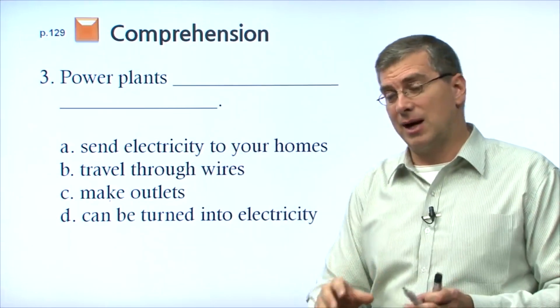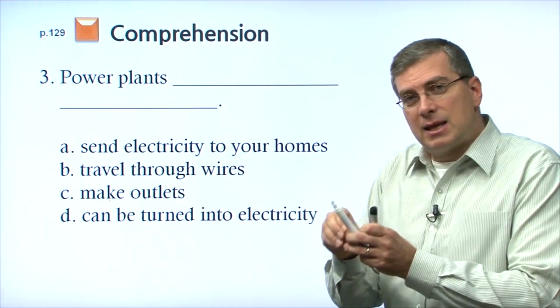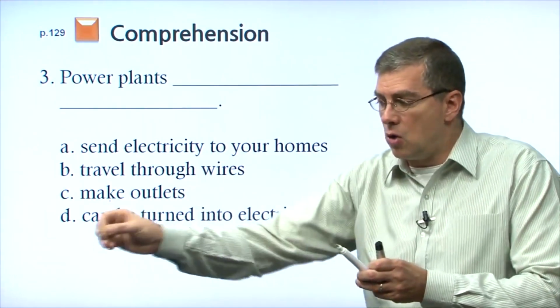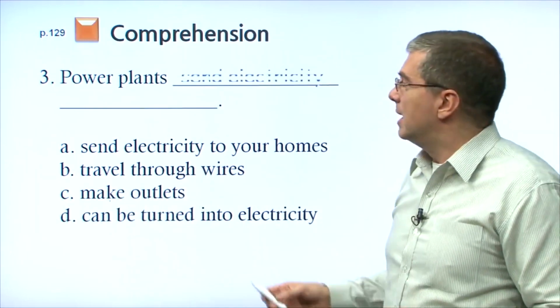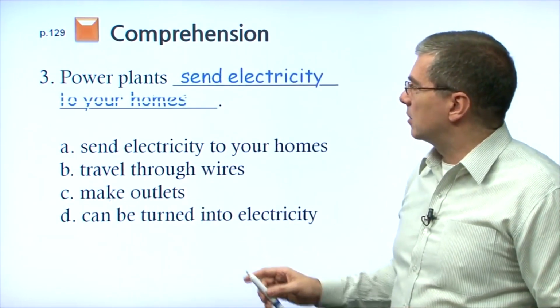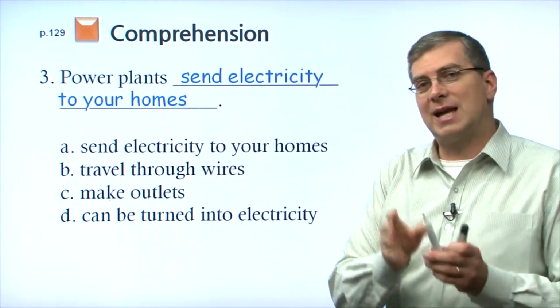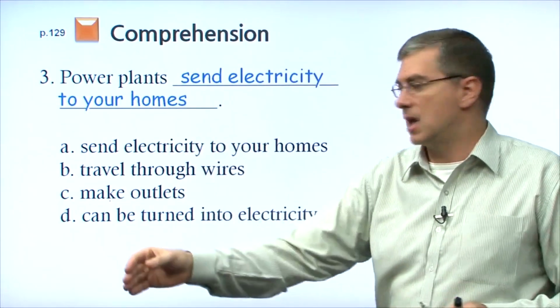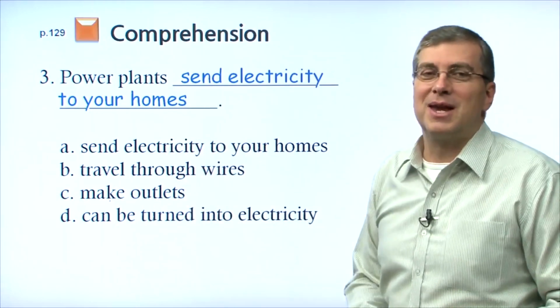We looked at that, right? We saw that electricity is made at power plants. How to get the electricity from the power plant to your home? Well, the power plant sends the electricity to your home. So A is the correct answer, right? Send electricity to your home. You send something from one place to another. These other ones are kind of silly, but they are other choices.